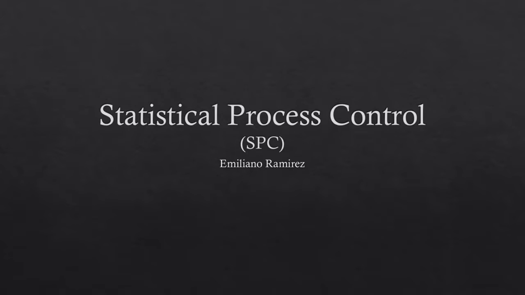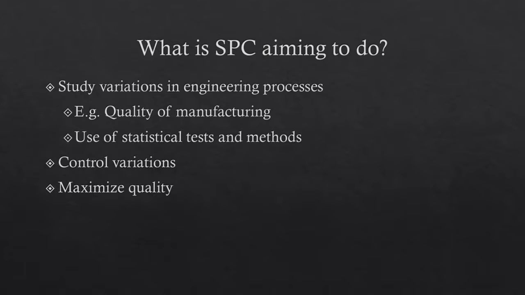So let's get right into it. What is statistical process control aiming to do? It is aiming to study variations in the engineering process, more specifically in the field of quality engineering. It is aiming to control those variations by applying logically related statistical procedures so that the process eventually behaves in what is considered a normal manner.